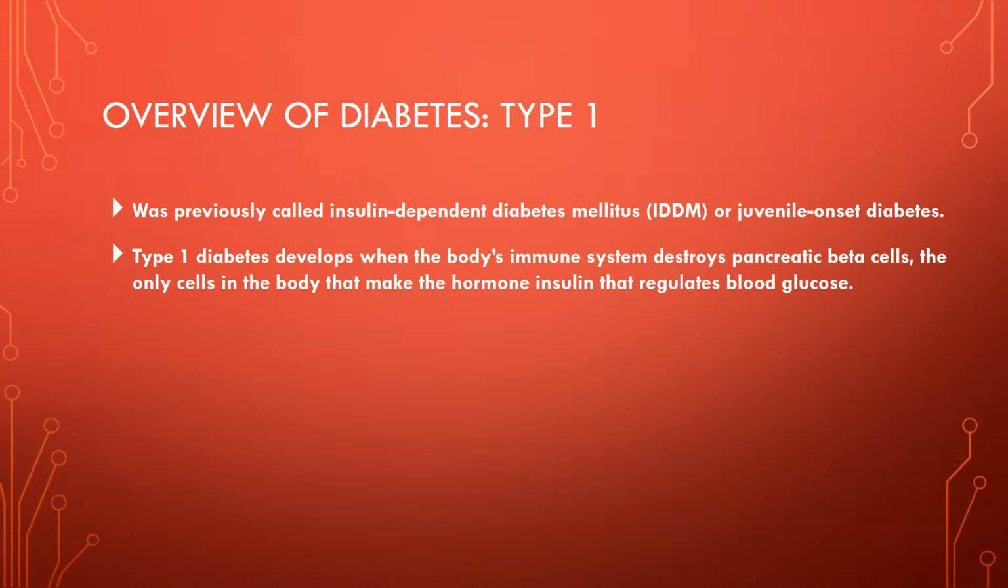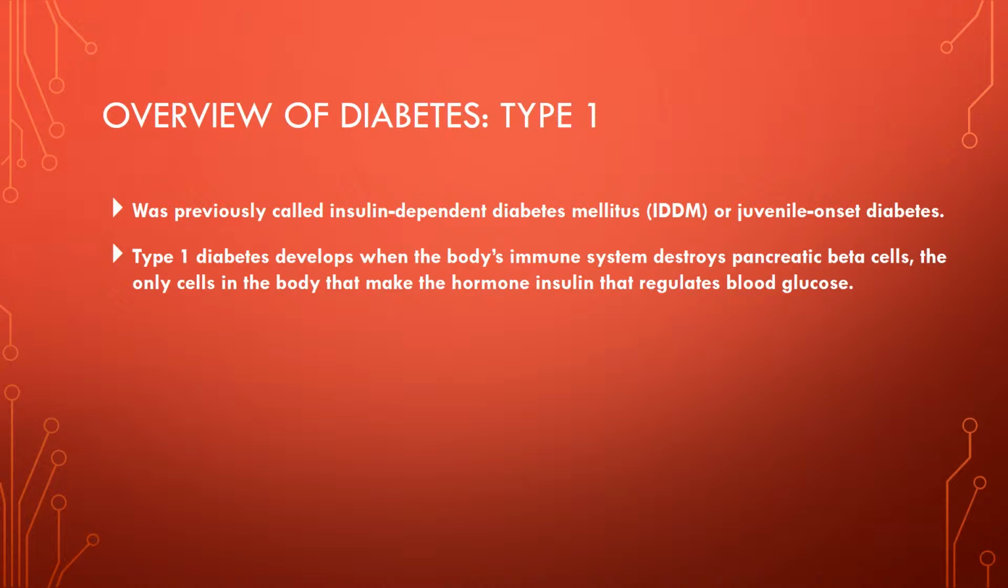So first let's start with type 1 diabetes. Historically, this has been called either insulin-dependent diabetes mellitus or sometimes juvenile onset diabetes, sometimes just juvenile diabetes. However, this term is typically not used anymore because type 2 diabetes has become increasingly common in younger people, in juveniles, and so it's really a misnomer now.